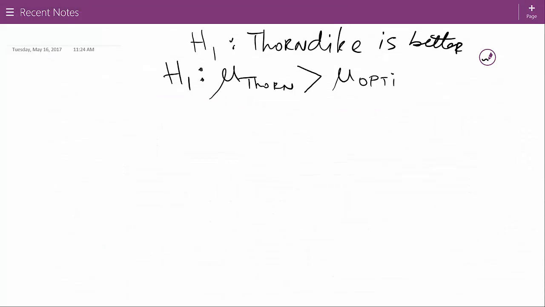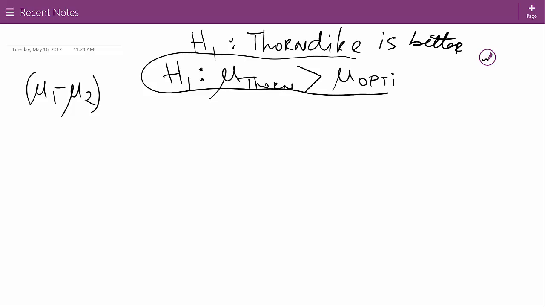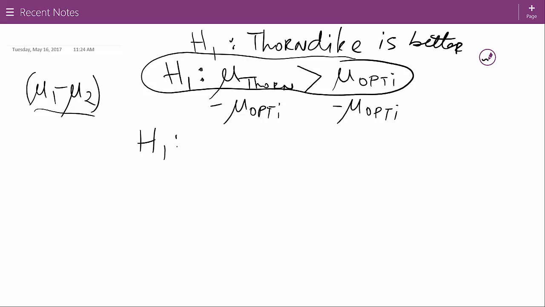So this is my alternative, right? That the Thorndike average leaking distance is higher. But remember, everything that we do is about mu1 minus mu2, correct? So therefore, I have to take my alternative hypothesis in the form that it's presently in and convert that into this form, right? Mu1 minus mu2. How do I do that? Well, the easiest way is to subtract the same thing from both sides, right? What is that from both sides? I have to subtract mu for the OptiView from the right side and from the left side. And therefore, after that, my alternative will take the following form.